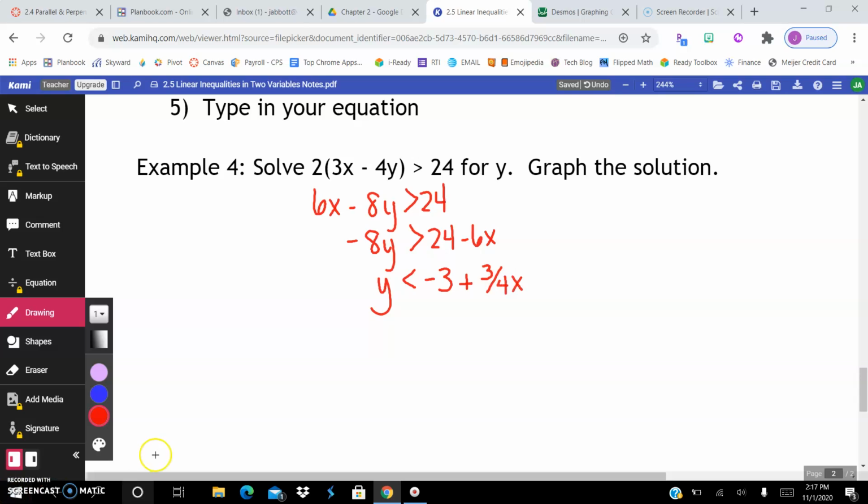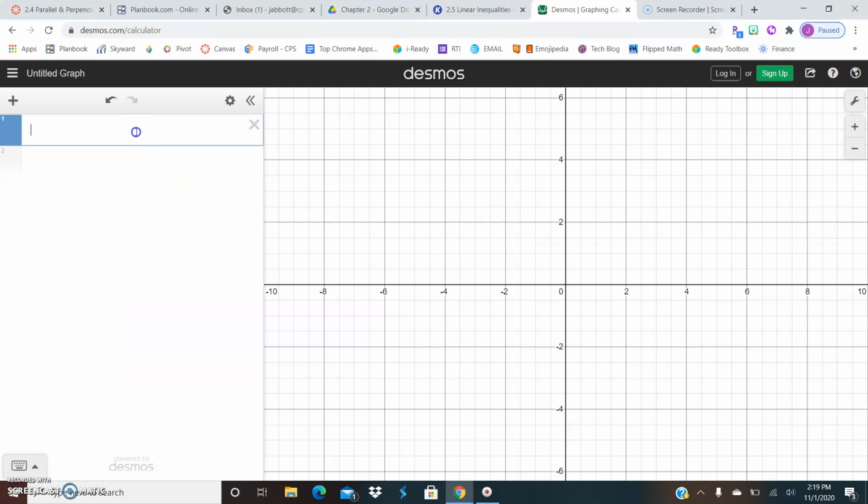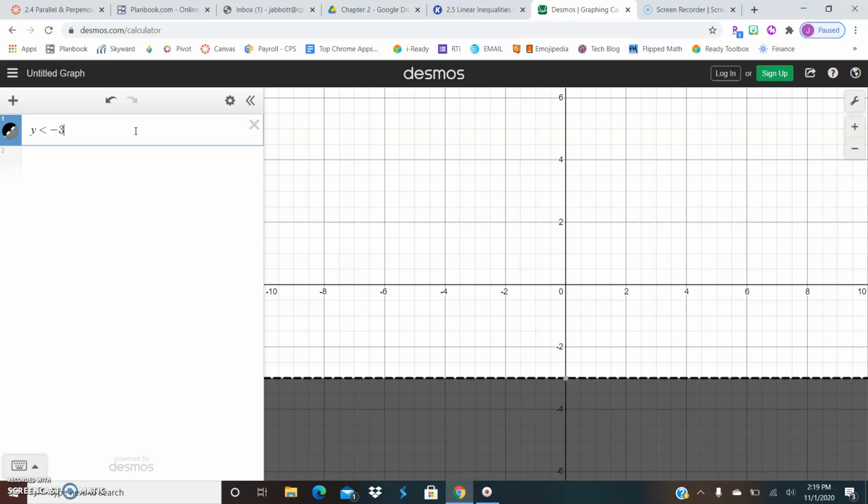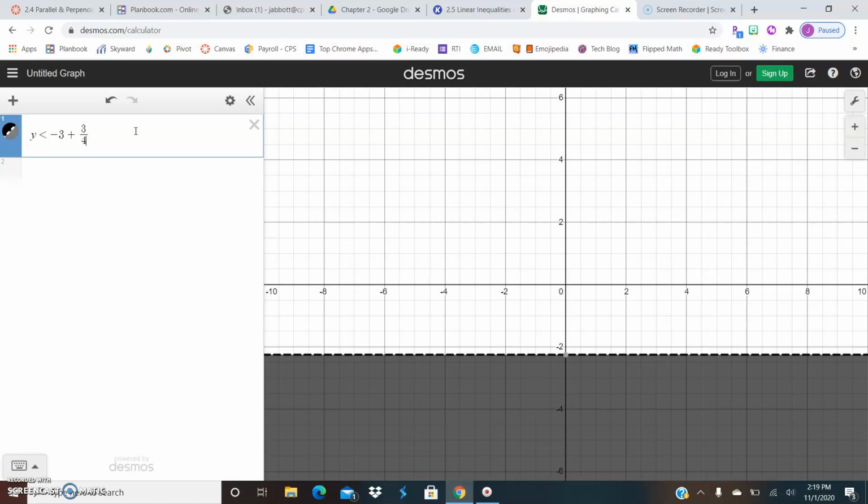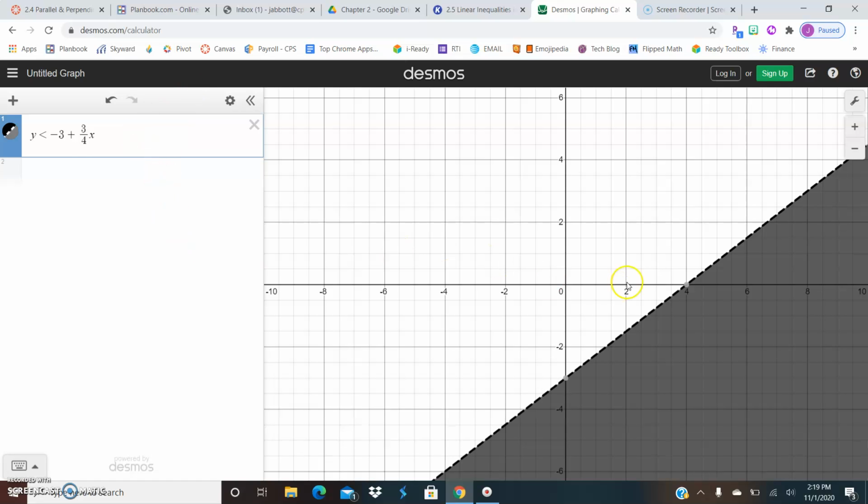So what you can do then is go to the Desmos graphing calculator and type in y is less than negative 3 plus 3/4 x. And it graphs the line, it makes the dotted line, and it also shades in the area that needs to be shaded. So that is desmos.com/calculator for those of you at home.